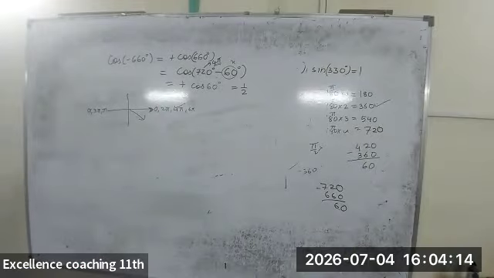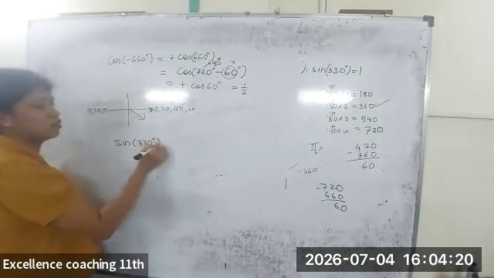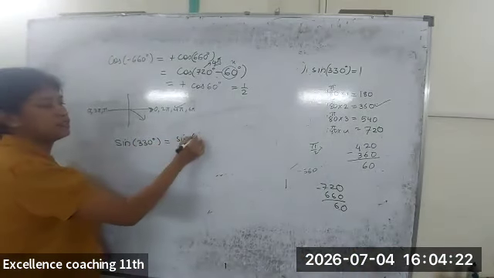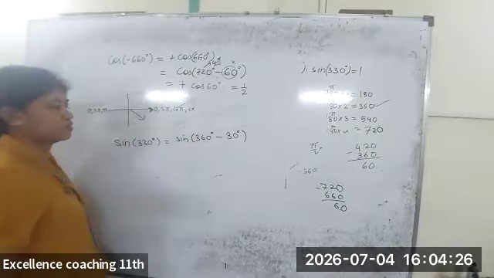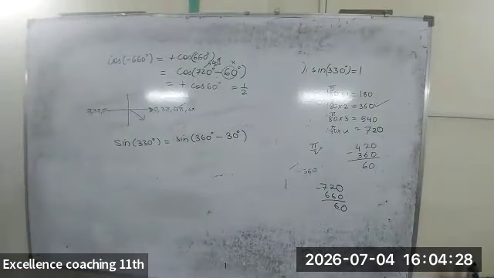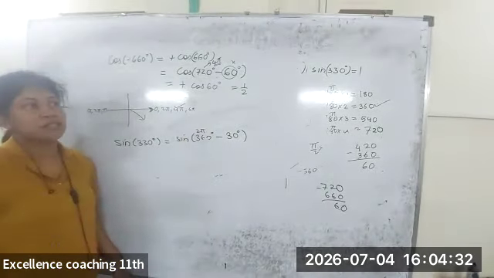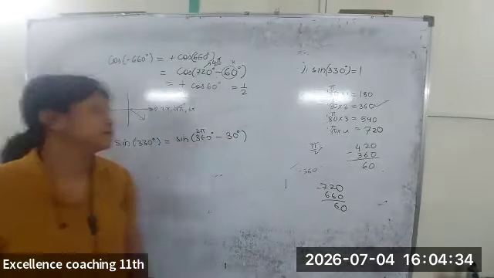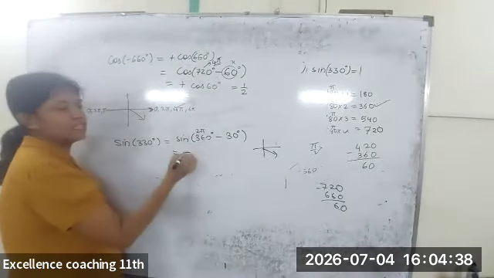Who's the fourth fellow? Sine of 330. I'm going to write 360 minus 30. Which quadrant? This is 2 pi, no? 360 means 2 pi. Fourth quadrant. In the fourth quadrant, sign is negative.